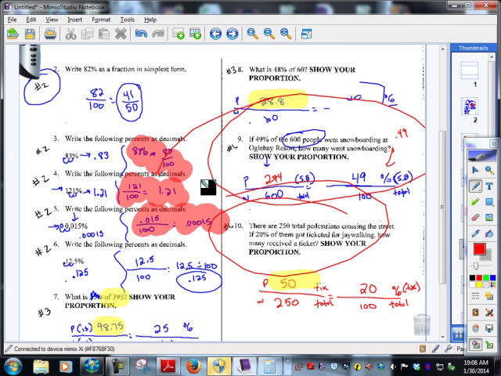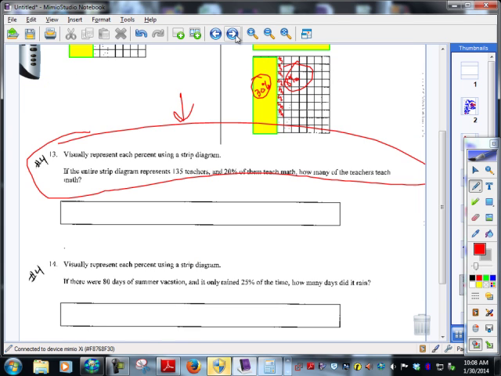Here, look what we were given. We were given a percent and a whole. We were asked for the part. Here, we were given a percent and a whole and asked for the part. Okay? Let's go back to this one now, where the strip diagram is. I'm given the whole strip represents 135. That's a whole, and I'm given a percent.